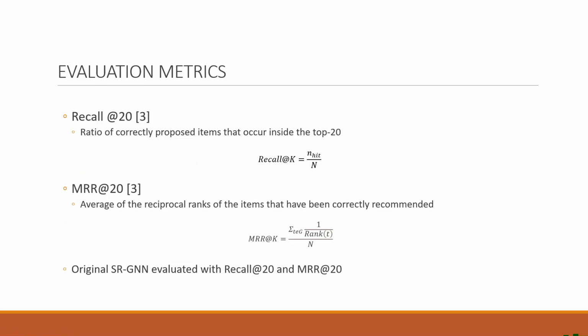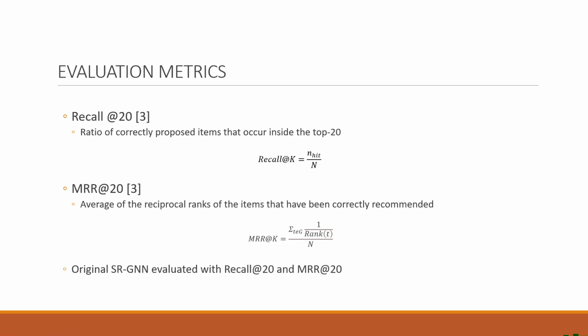As performance evaluation metrics, we have used similar performance metrics to those introduced and used with the original SR-GNN. These metrics are called Recall at 20 and Mean Reciprocal Rank, also called MRR, at 20. The Recall at 20 metric refers to the ratio of correctly proposed items that occur inside the top 20 predictions. Here, the top 20 prediction term means the first 20 items ordered in a descending manner by their probability to be offered by the prediction model.